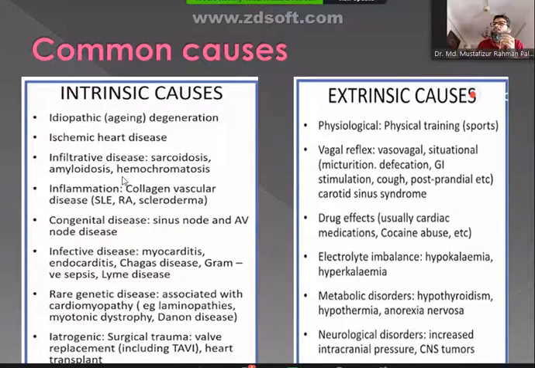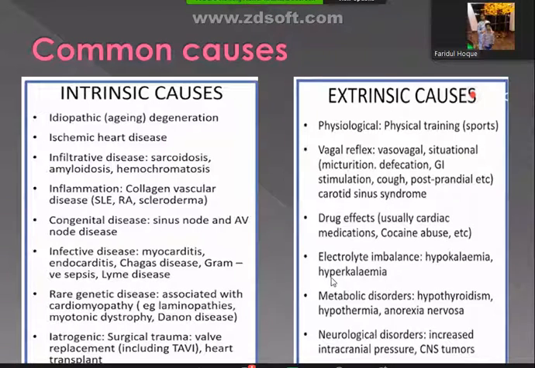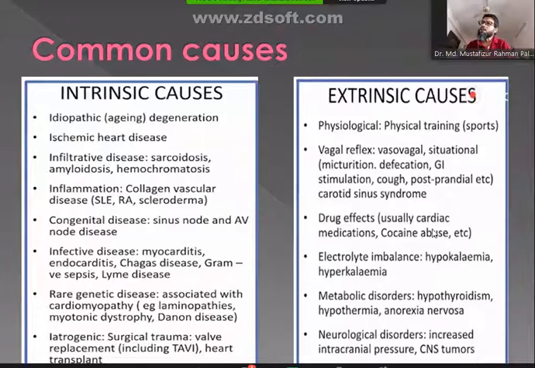Some extrinsic causes are physiological, that is trained sportspeople, the athletes, and some vagal reflexes such as vasovagal and situational syncopes, micturition syncope, cough syncope, and carotid sinus hypersensitivity. Some drugs also cause it; common cardiac drugs are beta blockers and rate limiting calcium channel blockers, some drug abuse, and also electrolyte imbalances like hypokalemia or hyperkalemia, hypothyroidism, anorexia nervosa, and some neurological diseases, raised intracranial pressure and CNS tumor.